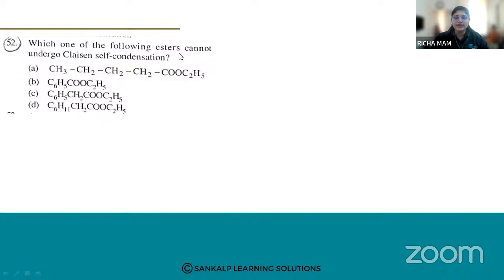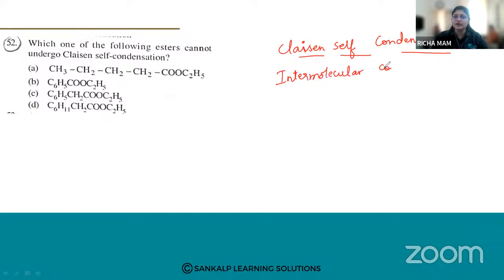Which one of the following esters cannot undergo Claisen self-condensation? First we'll see what Claisen self-condensation is. It is an intermolecular condensation between two different molecules. So intermolecular condensation.